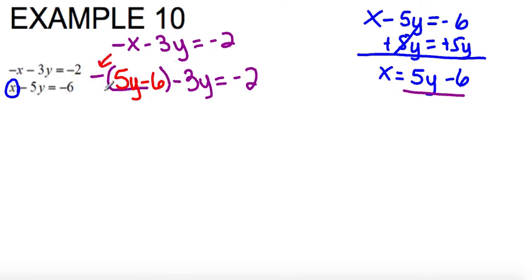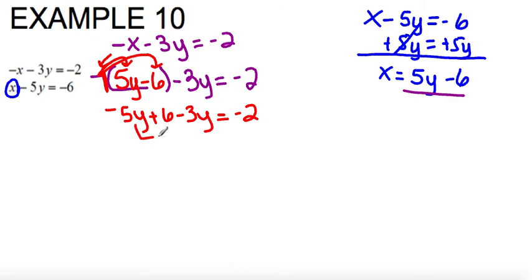And now we can distribute this negative. You can even put a 1 in front of it as a placeholder in front of the parentheses. So we distribute the negative 1. Negative 1 times 5y is negative 5y. And then negative 1 times negative 6 is positive 6. Minus 3y equals negative 2. I combine like terms. Negative 5y minus 3y gets me negative 8y. Plus 6 equals negative 2.